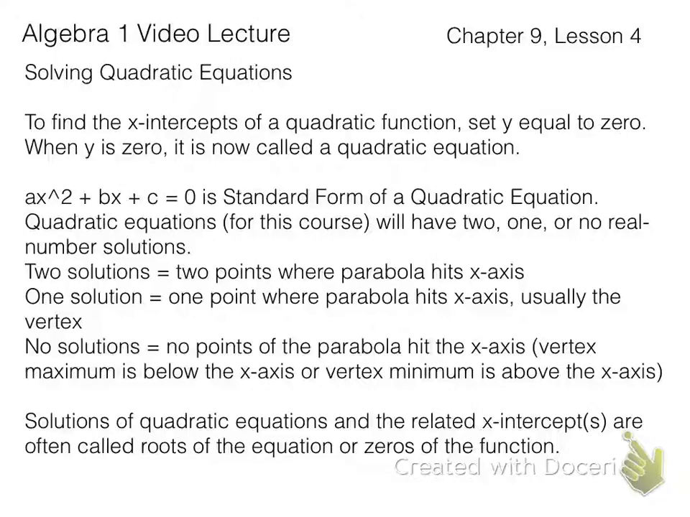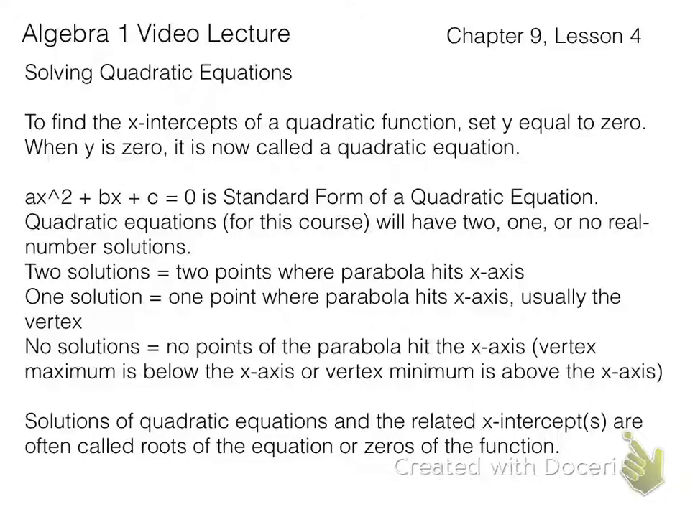Okay, and we call it the standard form of a quadratic equation, and the quadratic equations for this course will have 2 or 3 possible outcomes, either 2, 1, or no real solutions. And when we're talking about solutions, it's basically what the x-intercept is, and that's basically where the parabola hits the x-axis. So, if you have 2 solutions, that means that there's 2 points where the parabola hits the x-axis.